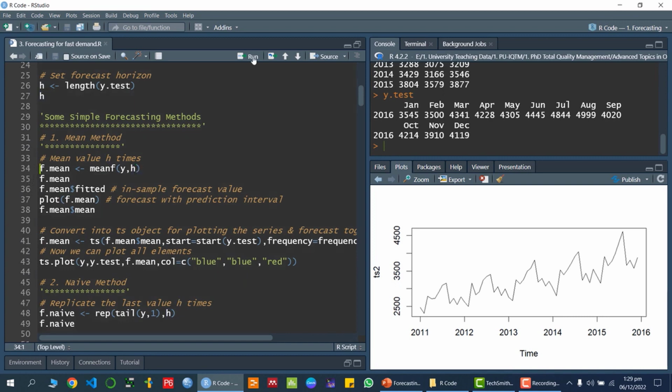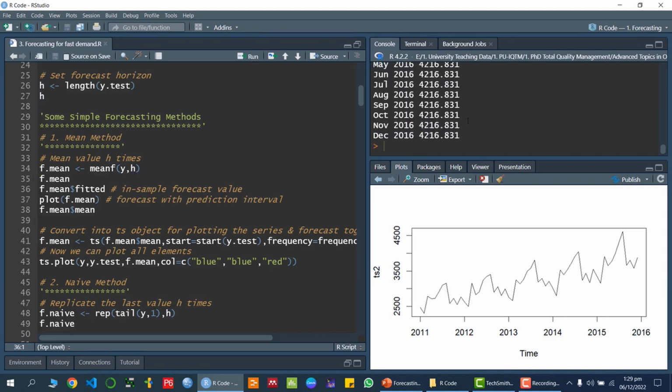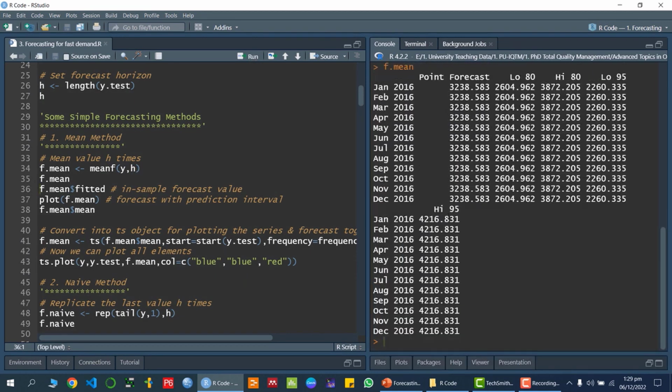If I run this one and then call f$mean, you can see that it is showing me the forecasted values from January 2016 to December 2016. So these are the forecasted values. These are the prediction intervals at 80% confidence level as well as the 95% prediction intervals.